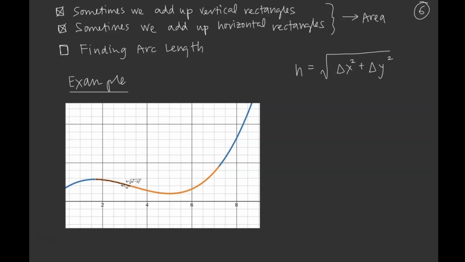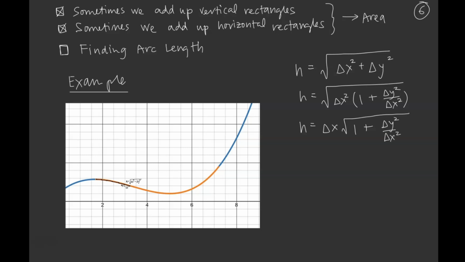And the first thing I'm going to do is pull out a delta x squared. As it comes out of the radical, it'll turn into just delta x. And of course I can't just take it out of one piece, so let's do it like this: delta x squared times 1 plus delta y squared divided by delta x squared. So this is totally legal to do. I've just factored out a delta x squared, and as it comes out of the radical, it'll be just a delta x. And then inside I have a 1 plus delta y squared over delta x squared.